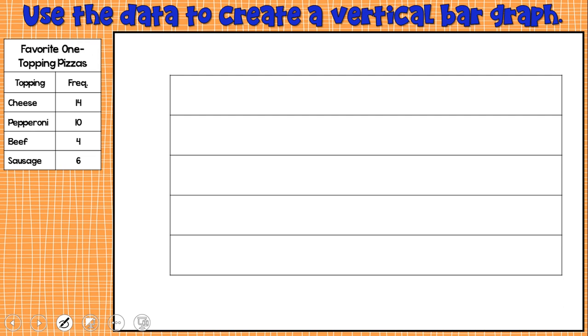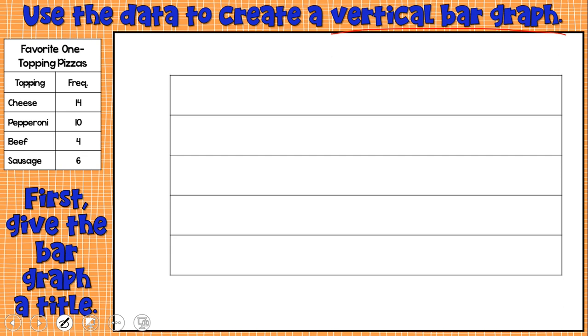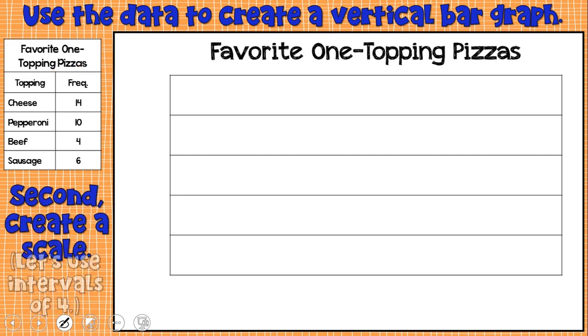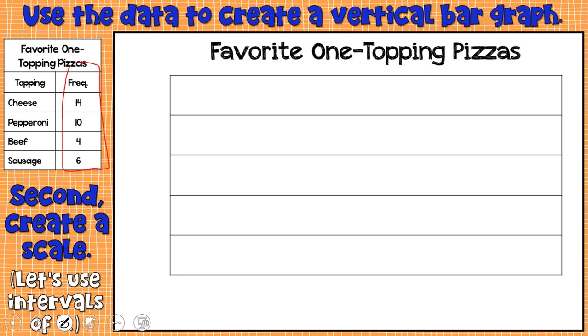So we're going to create a vertical bar graph. And remember, the first thing that we need is the title. So here's what we were looking at, our favorite one, topping pizzas. So that is going to be our title. Okay, up next, we need to have a scale. So we're going to look at the numbers we have here, and we have a pretty large scale. So the lowest number is 4, and the highest number is 14.